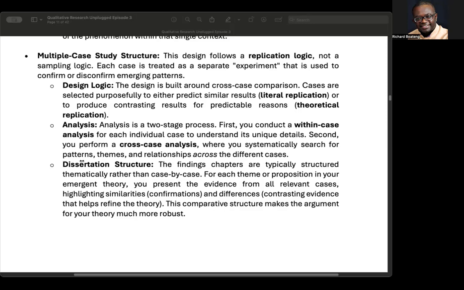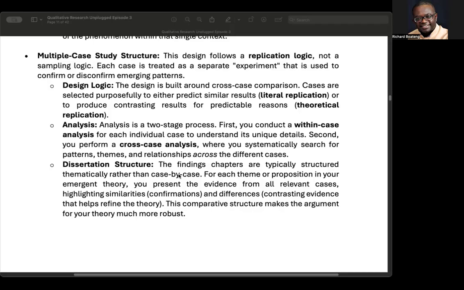Using maximum variation, you might select a case involving a tech startup incubator in a major city like Accra, another case involving a rural agricultural cooperative, and maybe a third case involving informal cross-border traders. If you find, for instance, that participation in the program significantly increased the economic agency of young women across all these vastly different settings, that's a powerful finding. Because it holds true despite the differences.